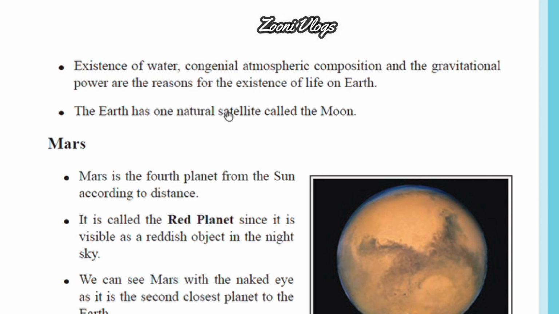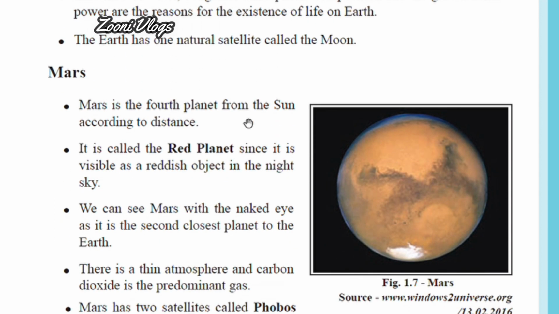The Earth has one natural satellite called the Moon. The Earth has how many satellites? One. It's called the Moon. We studied three planets, and this is the fourth one, Mars. Mars is the fourth planet from the Sun according to distance. First Mercury, second Venus, third Earth, and the fourth is Mars. It is called the red planet. What's the red planet? Mars, since it is visible as a reddish object in the night sky.